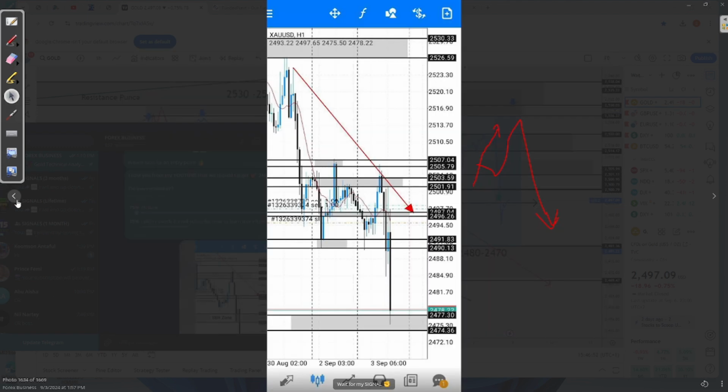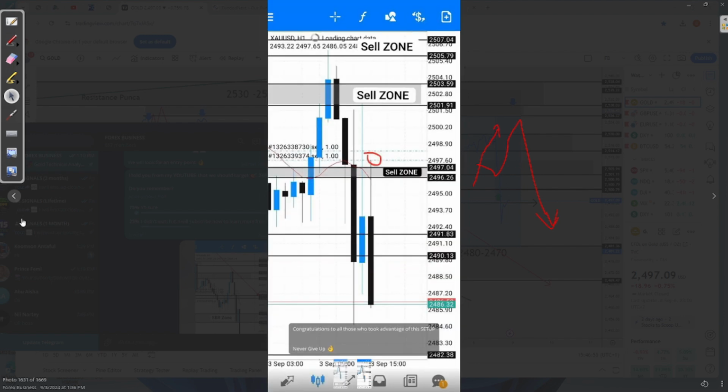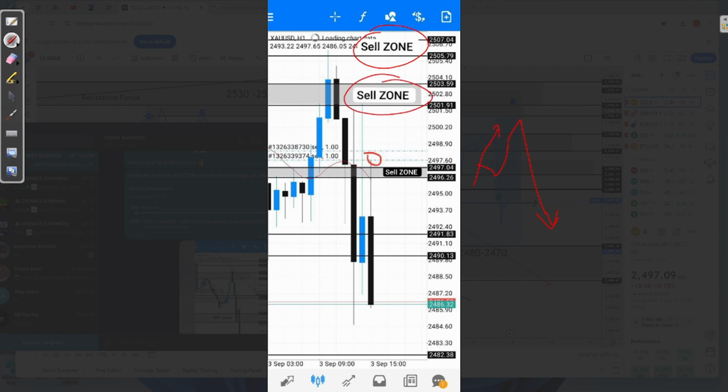You see, sometimes I give the zones. I give the sell zone 1, sell zone 2. So everything I'm doing, I have a structure to that effect. Do you understand?